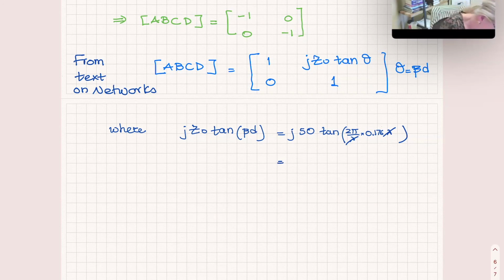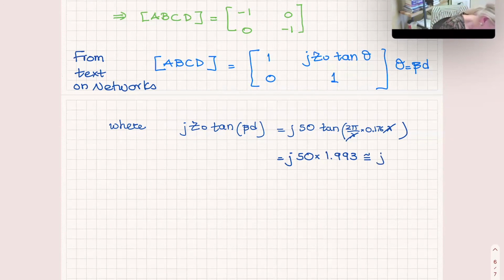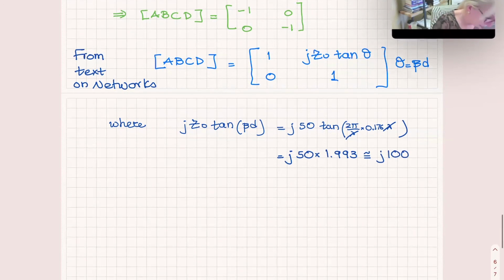Okay, this is kind of interesting. J50 times 1.993, just because I rounded up when we found D, I rounded up, and then that is going to give us times 50 times 1.993 gives us 99.67. So that gives us about J100, as it was supposed to be.